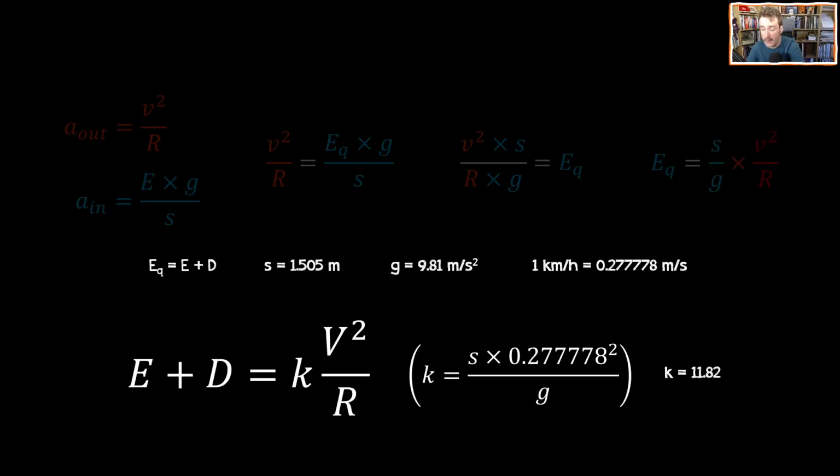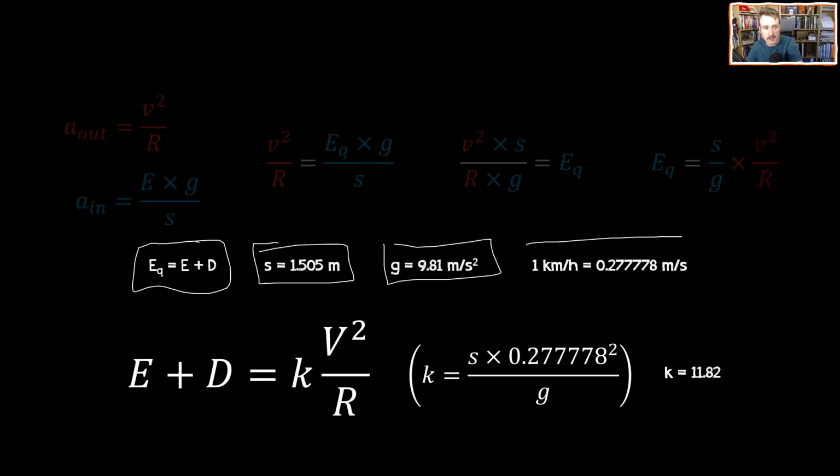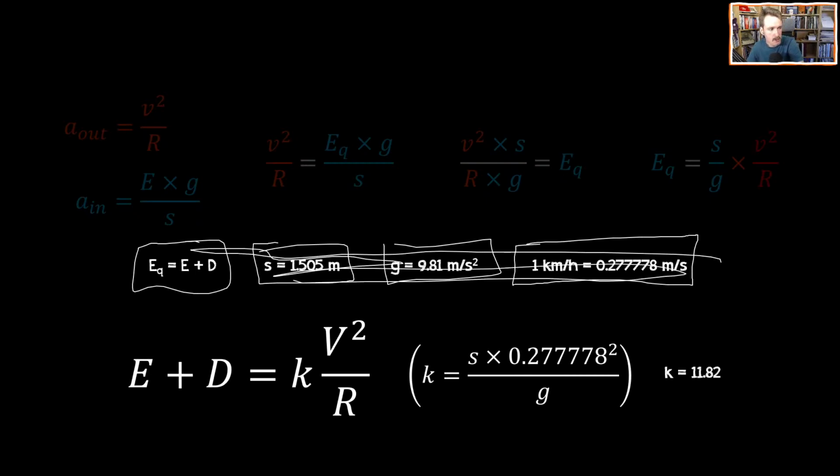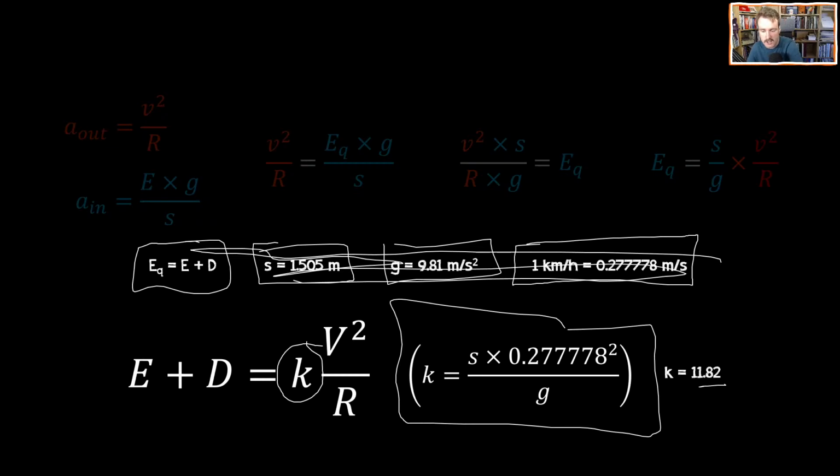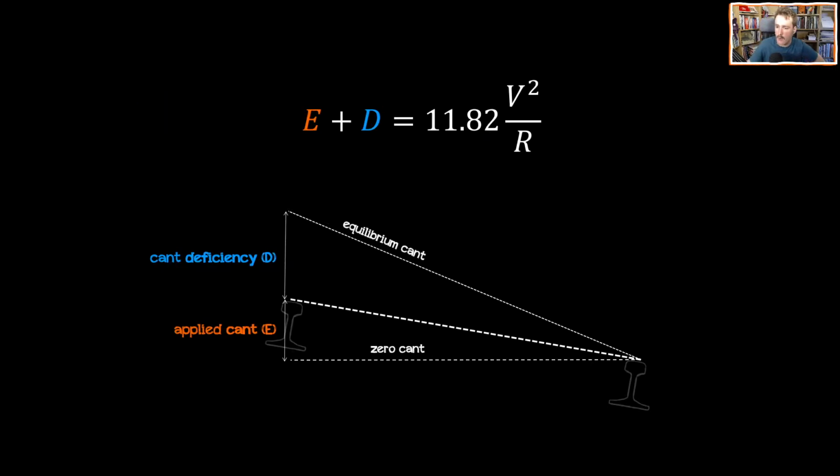We also know, by the way, that equilibrium Cant is equal to E plus D. If S is always 1505 meters, if G is always 9.81 meters per second squared, and we know that 1 kilometer an hour is equal to 0.27 recurring meters per second, we can smoosh all these things into K, a constant, which is 11.82 for standard gauge track. Here's how we derive that constant, which gives us our equation of Cant. There we go. We've derived the equation of Cant.